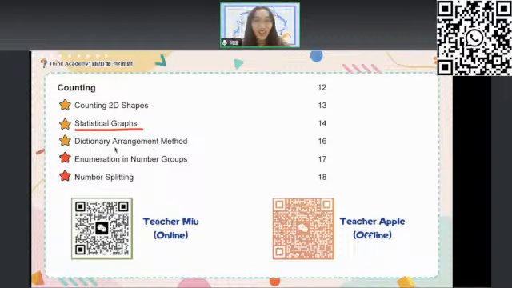And for the last 3, the dictionary arrangement method, enumeration in number groups, as well as number splitting, all of these topics are about the listing method. So how you can think and list in order is very, very important.